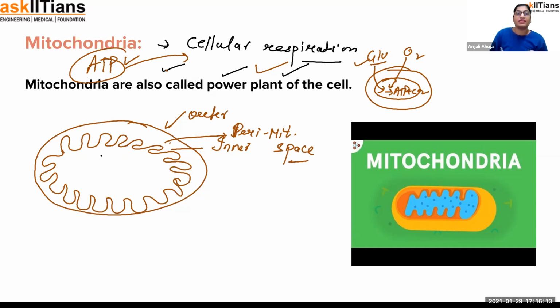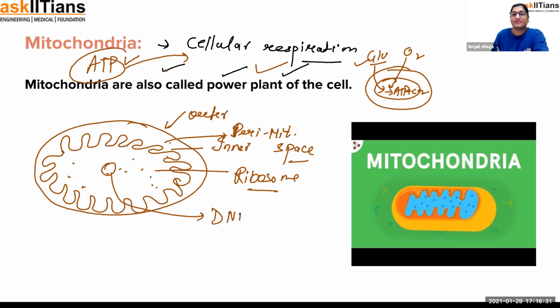Now, what's inside the mitochondria? Many things are present. Let me tell you that. Inside the mitochondria, there is ribosome. Yes, mitochondria also have their own ribosome. Mitochondria has their own DNA also. The reason they have DNA and ribosome is that they make their own proteins, with their own mechanism. That is why mitochondria is also known as a semi-autonomous organelle.